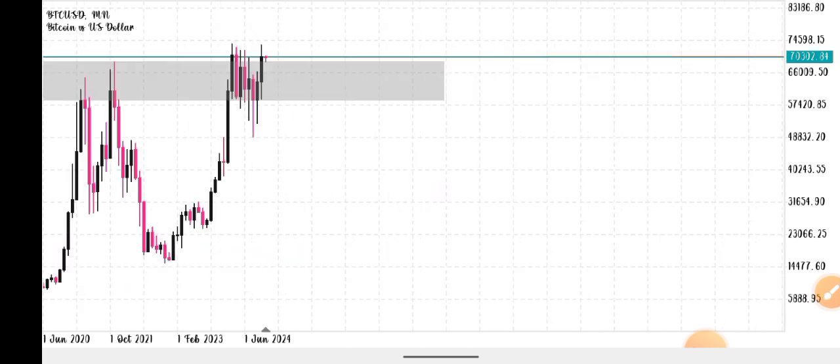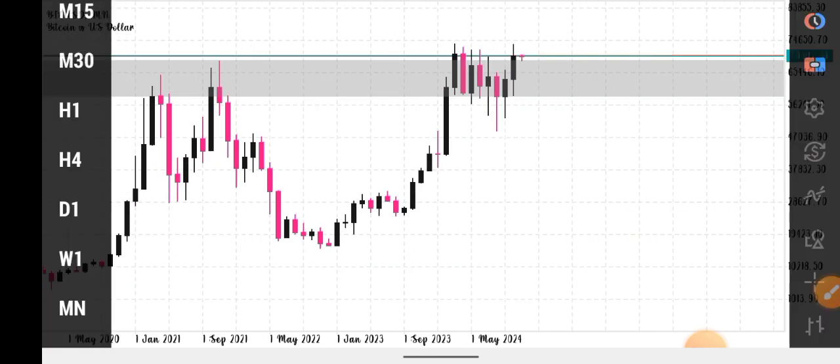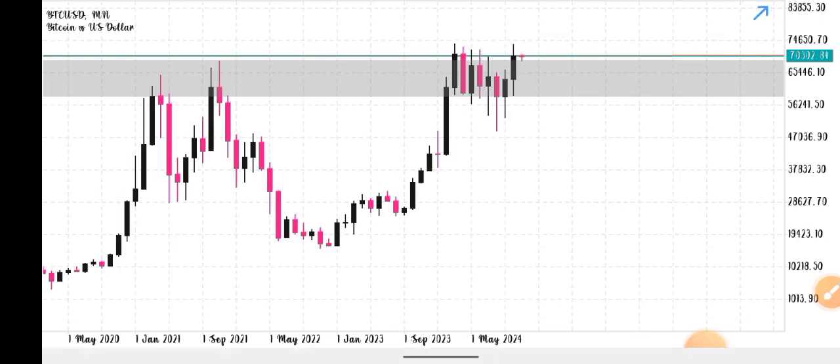Now if we zoom in, when I zoom in, guys, if I import my arrow tool for explanation, okay, so guys, this is the monthly time frame, right? This is the zone created on the monthly time frame. So this zone now was broken out. The zone was broken by a bullish candle.